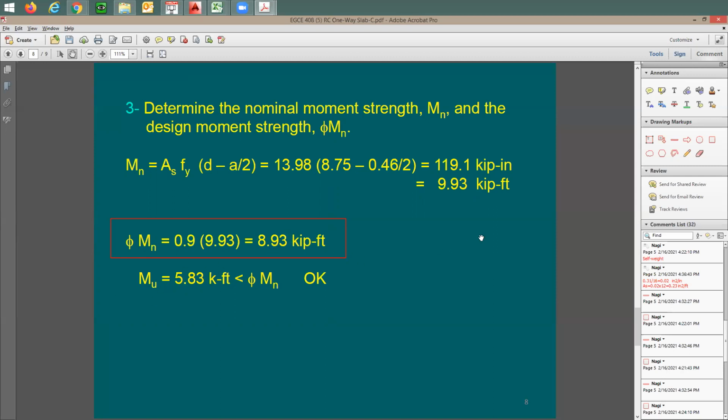This is going to be the bottom line. So your reinforcing number 5 at 16 is going to get you a capacity of 8.93. The amount of moment that you want to support is going to be only 5.83.